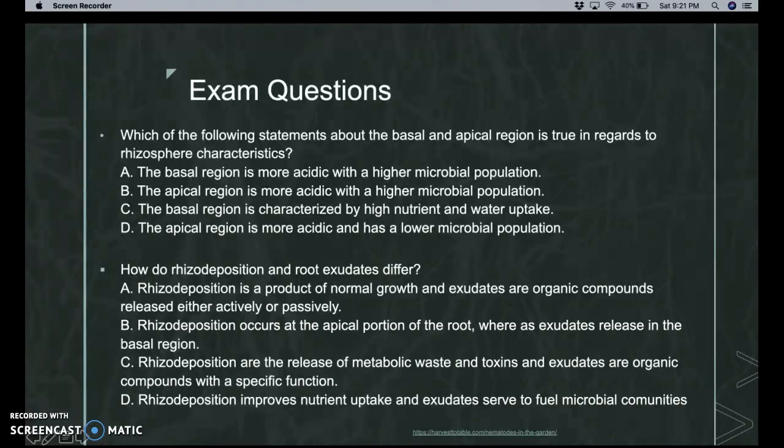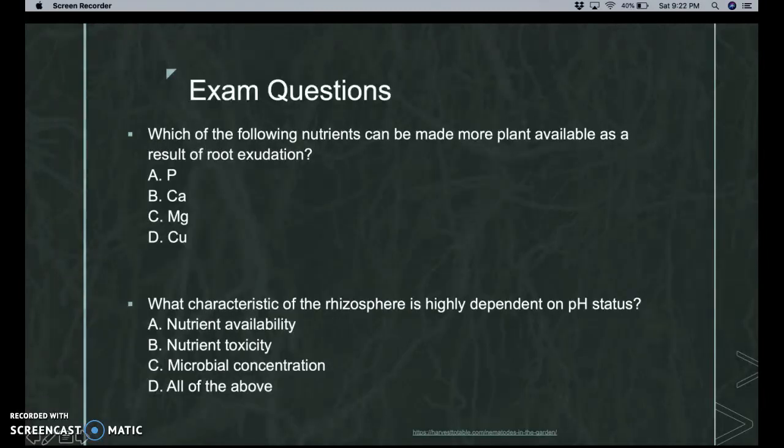Which of the following statements about the basal and apical region is true in regard to rhizosphere characteristics? How do rhizodeposition and root exudates differ? Which of the following nutrients could be made more plant available as a result of root exudation? What characteristic of the rhizosphere is highly dependent on pH status?